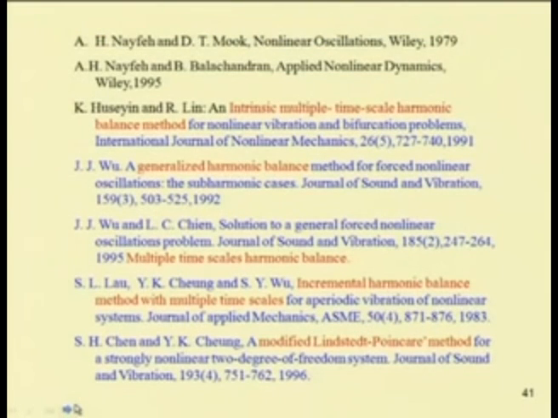So, these are the books one can refer to: Nayfeh and Mook, Nonlinear Oscillations; Nayfeh and Balachandran, Applied Nonlinear Dynamics; then Hsieh, Lin. They developed the intrinsic multiple time scale harmonic balance method, then Wu developed the generalized harmonic balance method, Wu and Chen developed the multiple time scale harmonic balance, then Lau, Cheung and Yu the intrinsic harmonic balance method with multiple time scale, and Chen and Chung the modified Lindstedt-Poincare method. Also one can find a book by Nayfeh on the nonlinear normal form method.